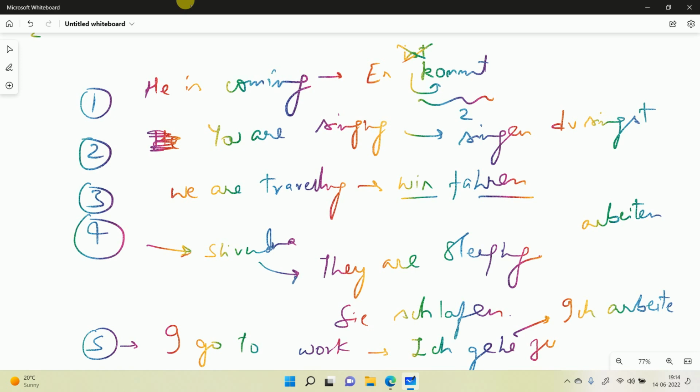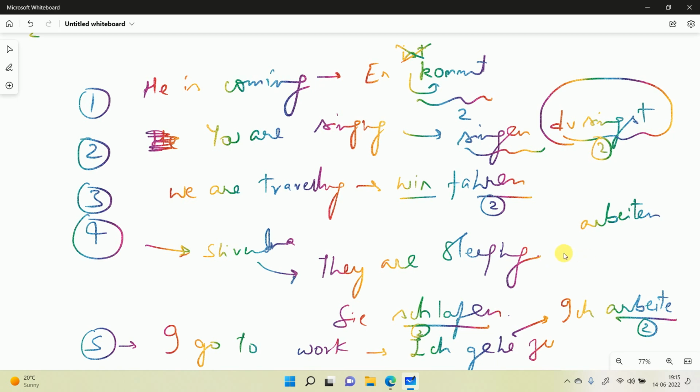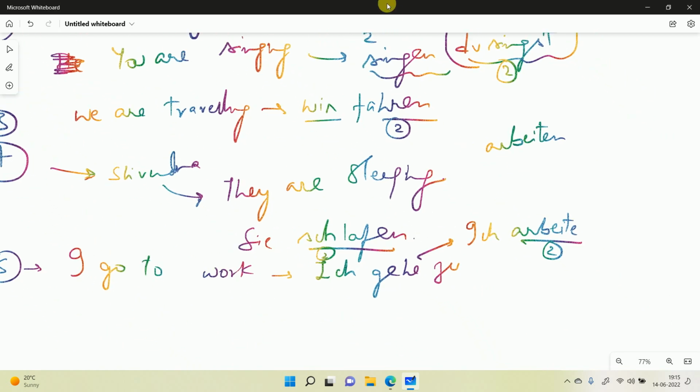Now in every sentence you probably must have noticed: Du singst. So the verb is at the second place. Wir fahren. Again the verb is at the second place. They are sleeping. Sie schlafen. Again this is second place. Ich arbeite. Again second place. So you probably have noticed that every time the verb comes at the second place.